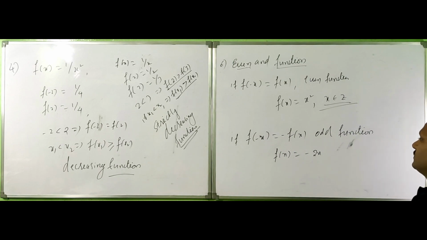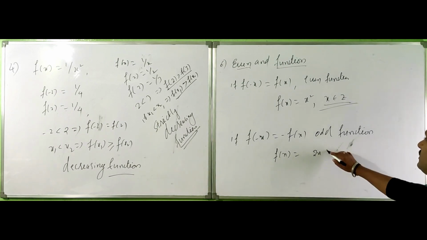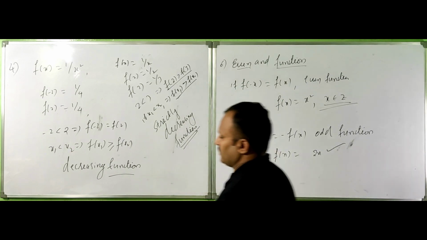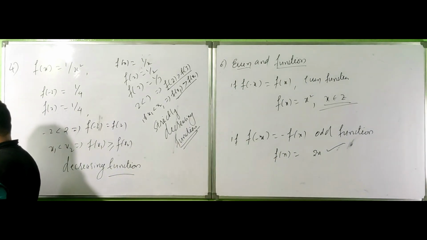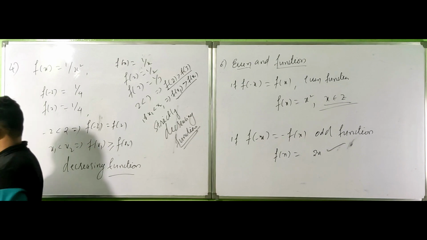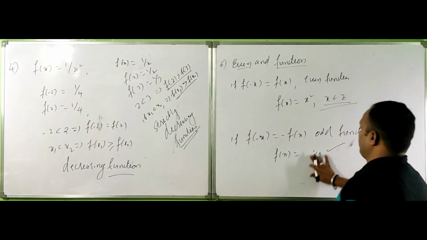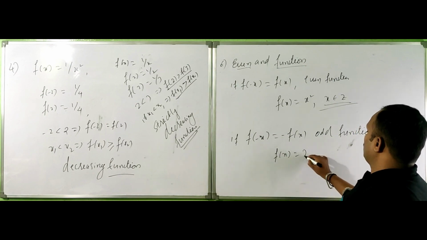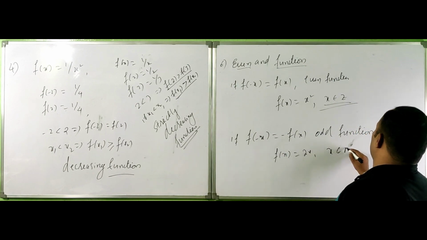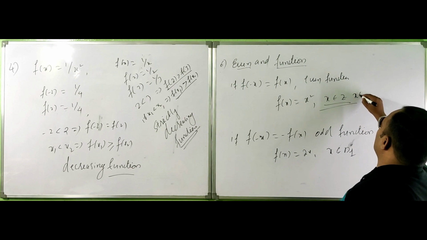How to write this one? Plus 2x. For any value of minus x, we will get the positive and negative values, right? They are not mentioned here. Okay. f of minus x is equal to f of x only. So I am giving 2x, and x belongs to the domain of f here also. x belongs to the domain of f.